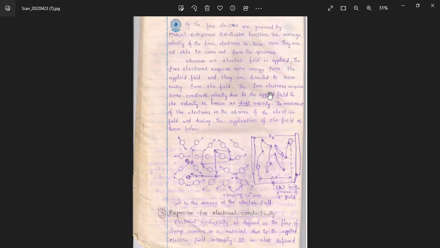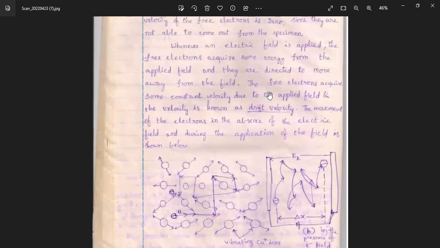The average velocity of the free electrons is 0 since they are not able to come out of the specimen. Whenever an electric field is applied, the free electrons acquire some energy from the applied field and they are directed to move away from the field. So the free electrons acquire some constant velocity due to the applied field, and this velocity is known as drift velocity.